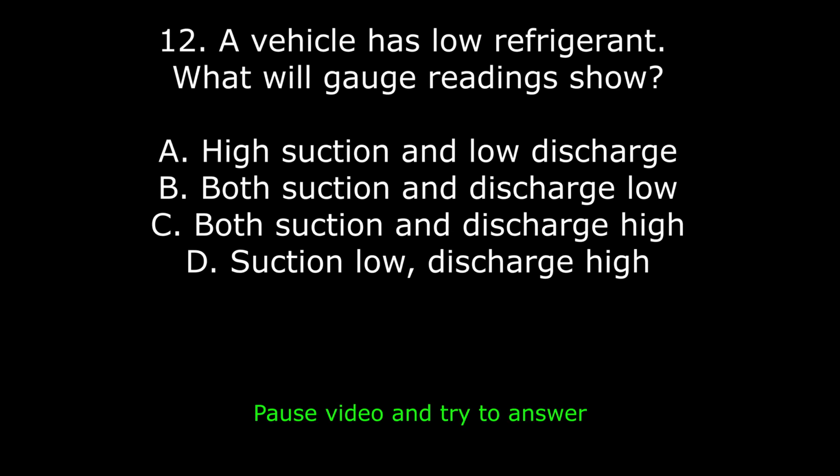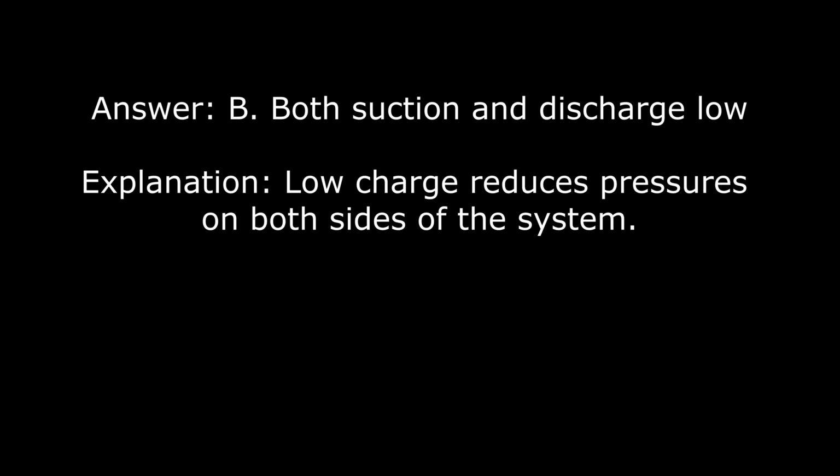12. A vehicle has low refrigerant. What will gauge readings show? A. High suction and low discharge. B. Both suction and discharge low. C. Both suction and discharge high. D. Suction low, discharge high. Answer: B. Both suction and discharge low. Explanation: low charge reduces pressures on both sides of the system.